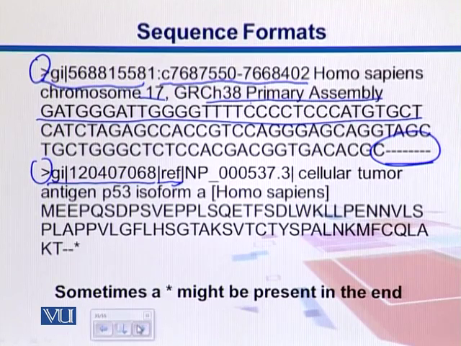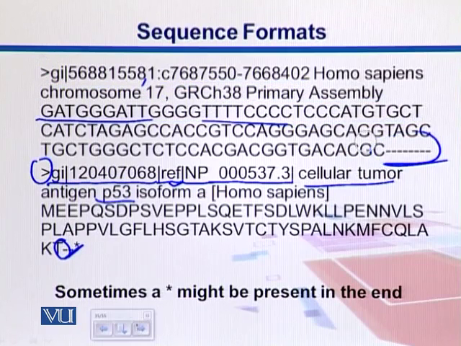Then we have this ID again right here, the protein ID. Then we have its description, cellular tumor antigen P53 isoform, and then we put its sequence. I excluded some part of it, so those dashes are there. Sometimes FASTA files end with a star sign, sometimes they don't. So it's important that the software must know what the star means here.